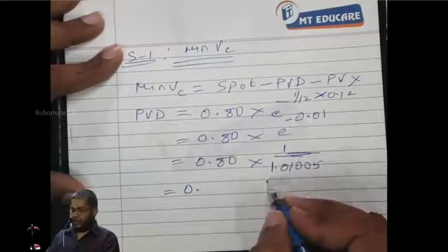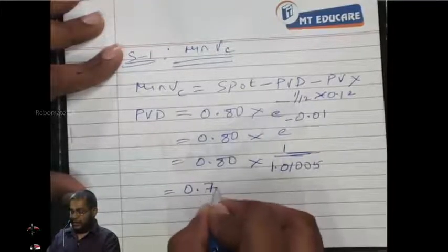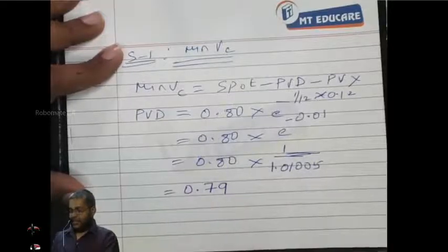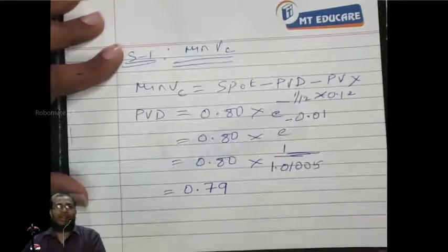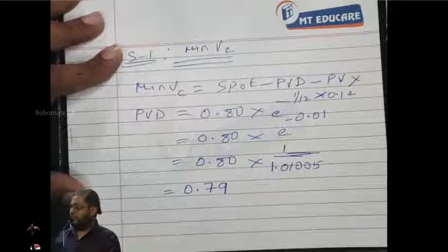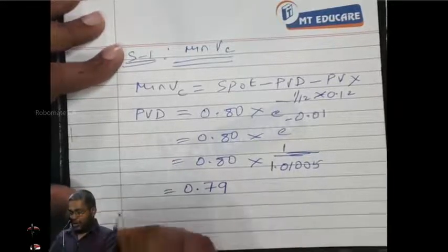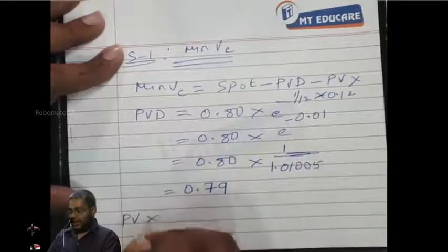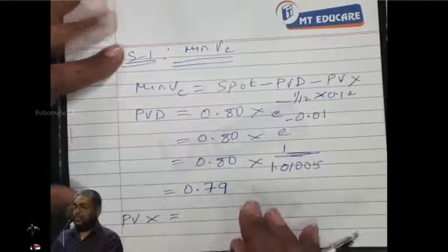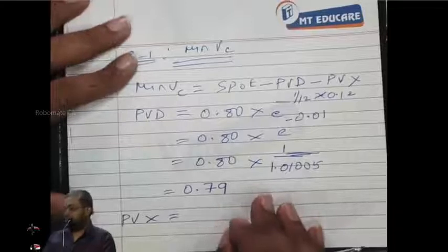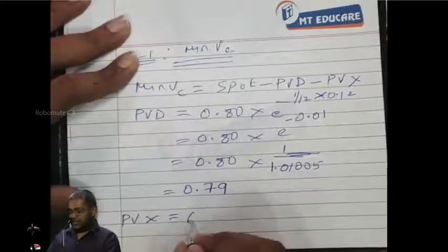0.8 into 1 by 1.01005. Can I have it as 0.79? So the present value is going to be 0.79. The PV of dividend is equal to 0.79. Everybody following or not? Now, next I have to find out what the present value of strike price is equal to. What is the strike price?